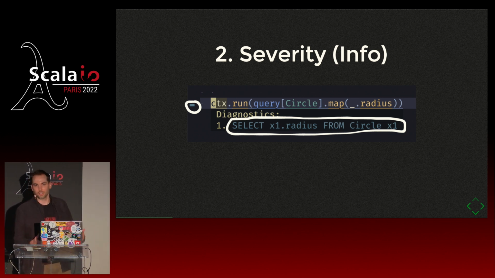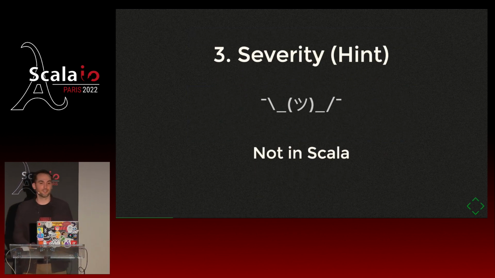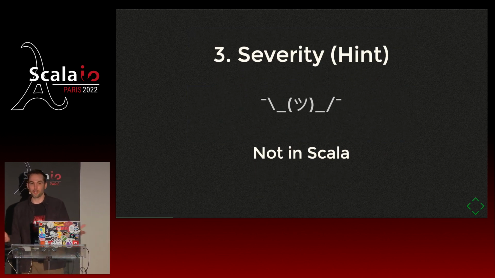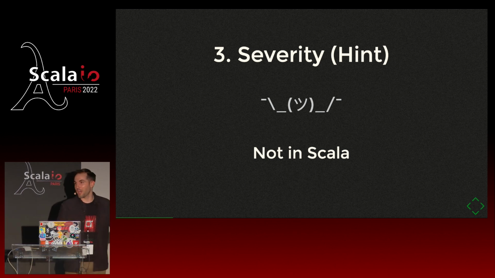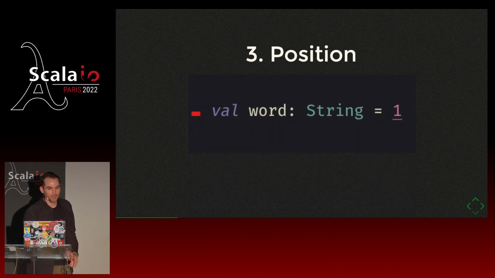So not something wrong, just extra info for your code. There's actually other types of diagnostics as well, like a hint. What are they in Scala? I have no idea. We don't really use them in Scala, but they're there if we ever want to use them in the future. So the third part would be a position, right?